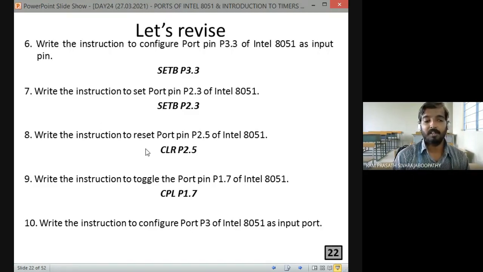Write the instruction to configure port 3 of Intel 8051 as input. If we want to configure an entire port as input, what should we do? Yes. Any idea? SETB P3, whether it is valid, kindly check it, Surya. SETB means set bit. We are speaking about an entire port.